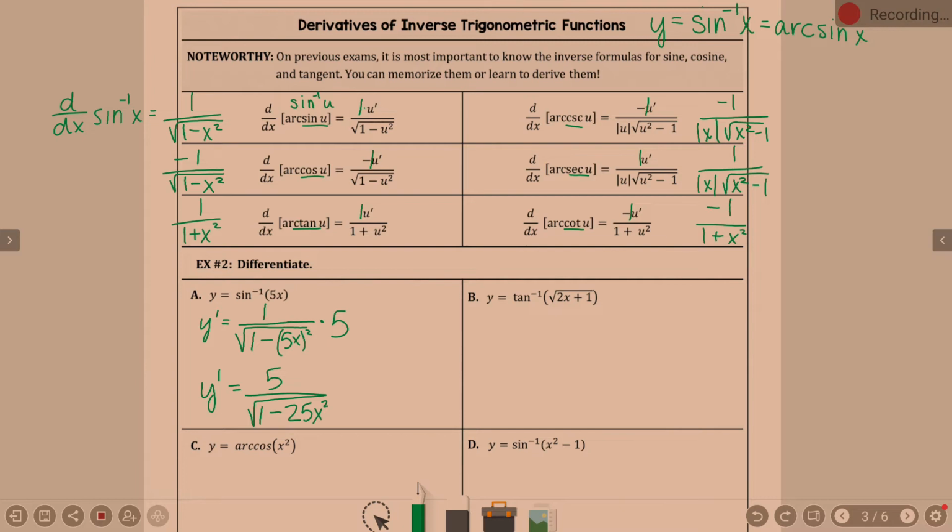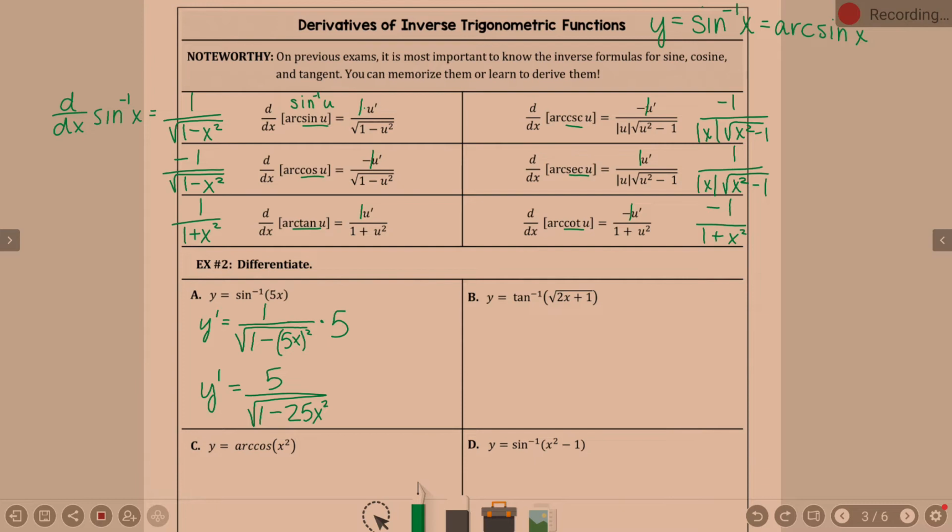Are you guys okay with that? Because I'll be honest, when you look at how the answer key is, they use a lot of U substitution. And we haven't really gone into U substitution. We haven't really needed it. But this is it. We're done. This is our answer. Okay? Yes?